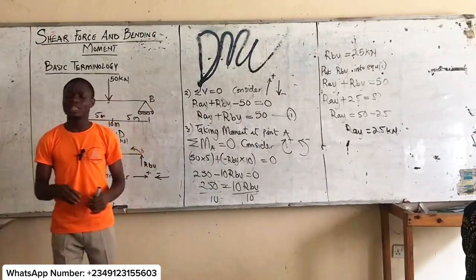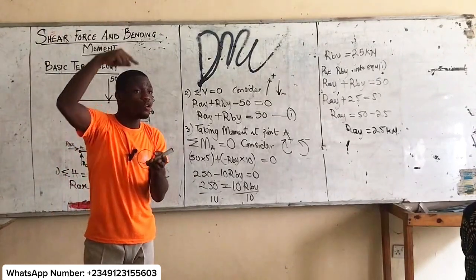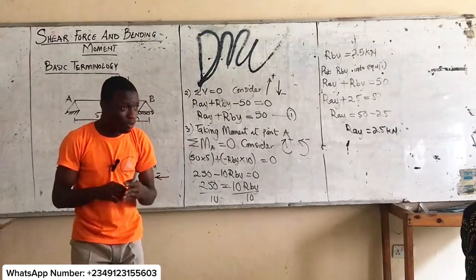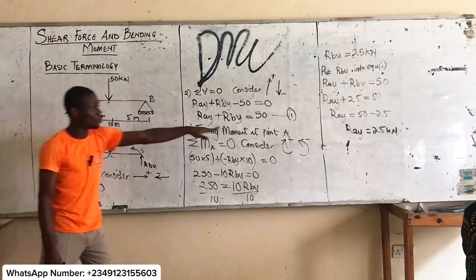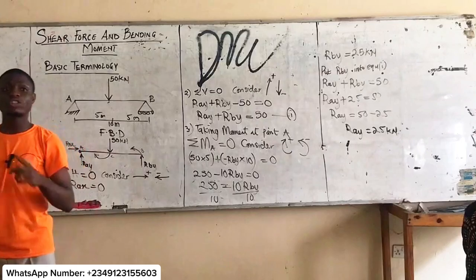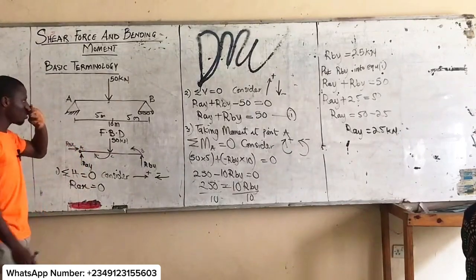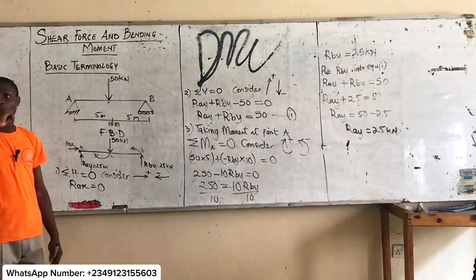Listen, question, please. If I want to draw shear force and bending moment, what do I need to do first? Look for what? Reactions first. That's what? Your RA and what? RB. Those are the values. True or false? True. Let's now draw shear force, please. Are we through? Yes.